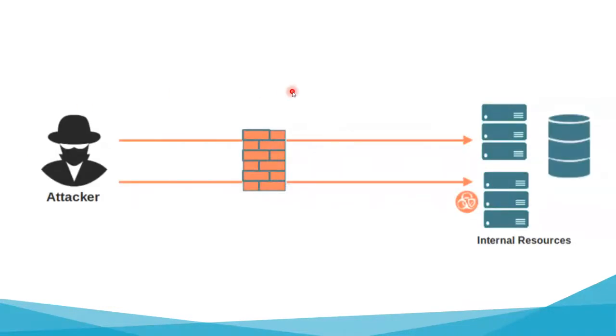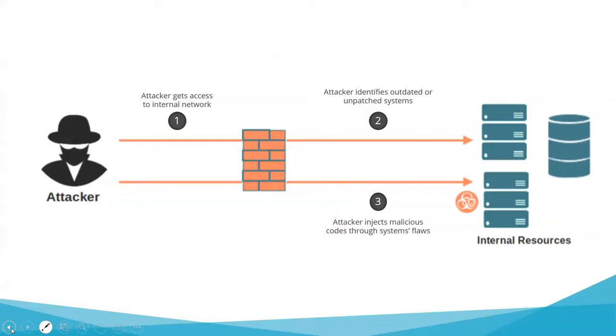Let us understand with the help of a scenario. In this scenario, the attacker gets access to the organization's internal network. The attacker then identifies all the outdated and unpatched systems. On identification, the attacker injects the malicious code through system flaws.